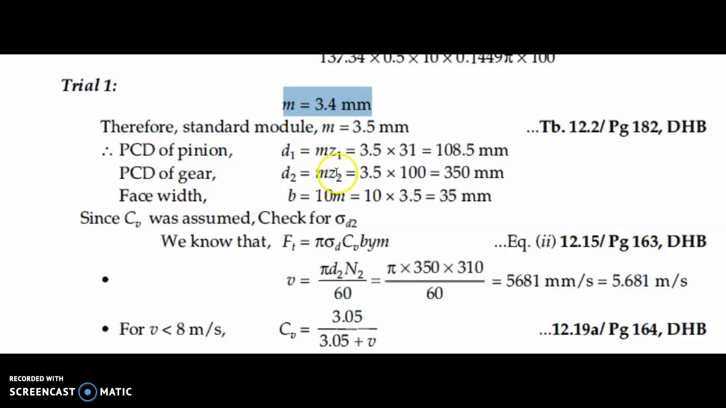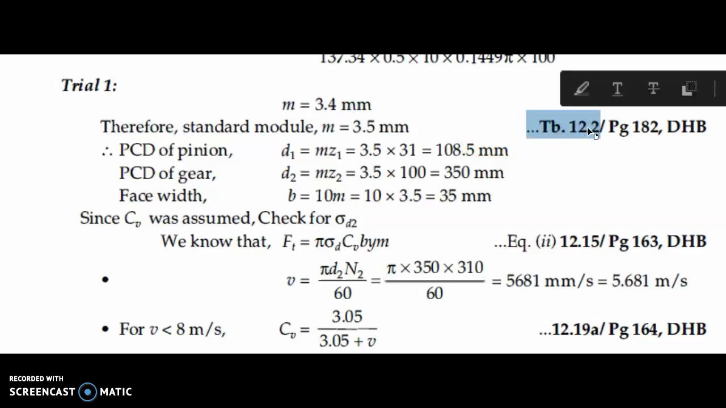Then after that we can standardize our module value. The standard value is m is equal to 3.5 mm. You can take it from the table. Please refer to table 12.2 and the page number. From the table you take the upper value, not the lower value. It is 3.4, so take the upper value as 3.5.